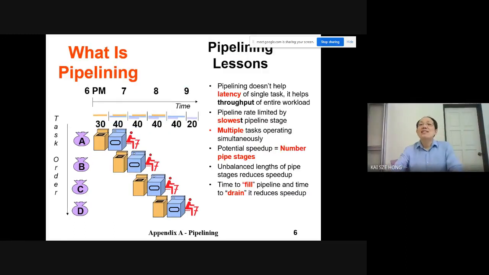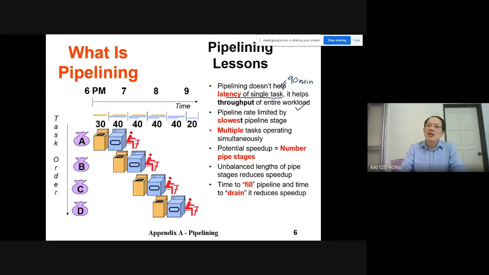So what is the lesson that we learn in pipelining? Pipelining does not help the latency of a single task. For example, you only need to watch the clock, and you will still need to spend 90 minutes. It only helps to increase the throughput of the entire workload.